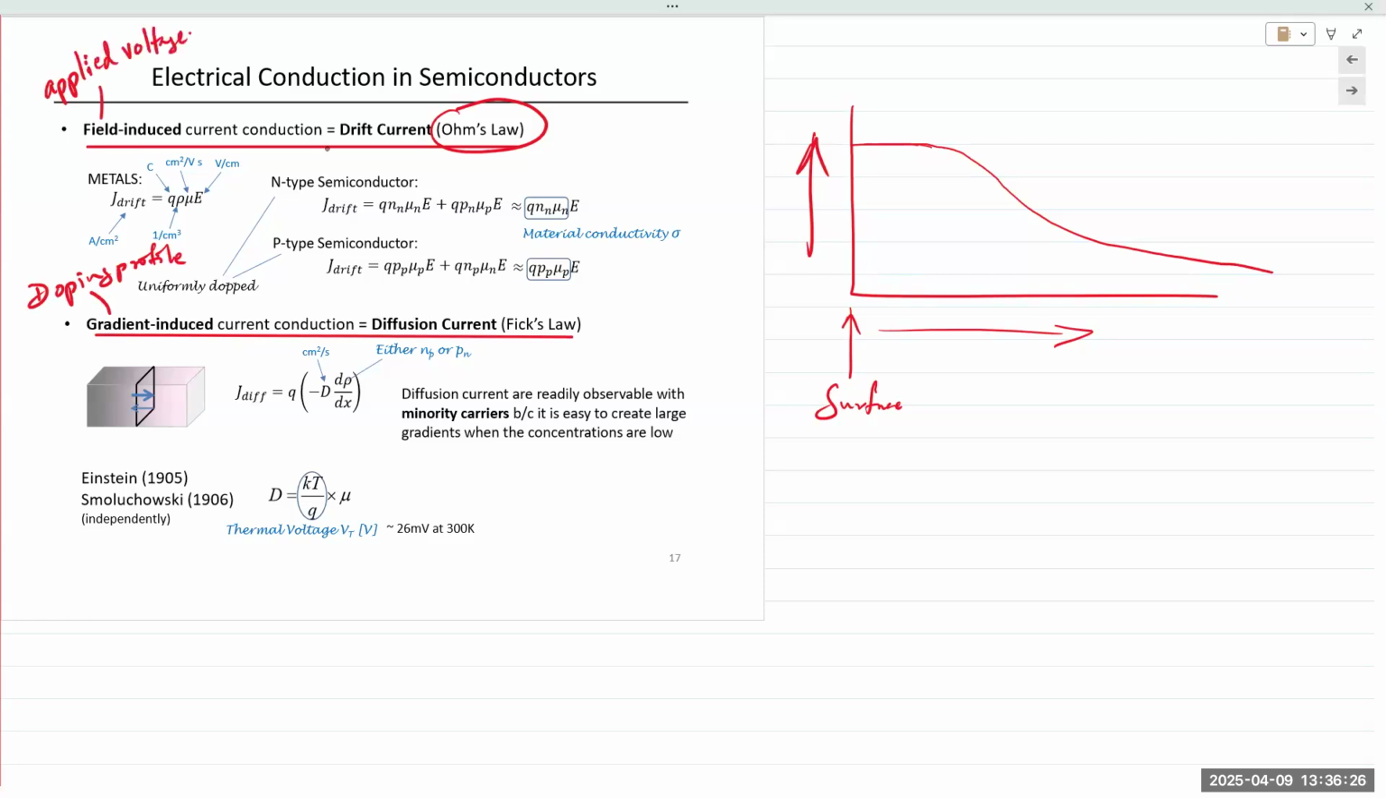And this is the applied voltage. Again, in semiconductors, there are two kinds of current flow. One is drift, the other one is diffusion. And this diffusion effect is going to be very critical when we get to the next topic, which is creating a p-n junction diode, a p-n semiconductor.